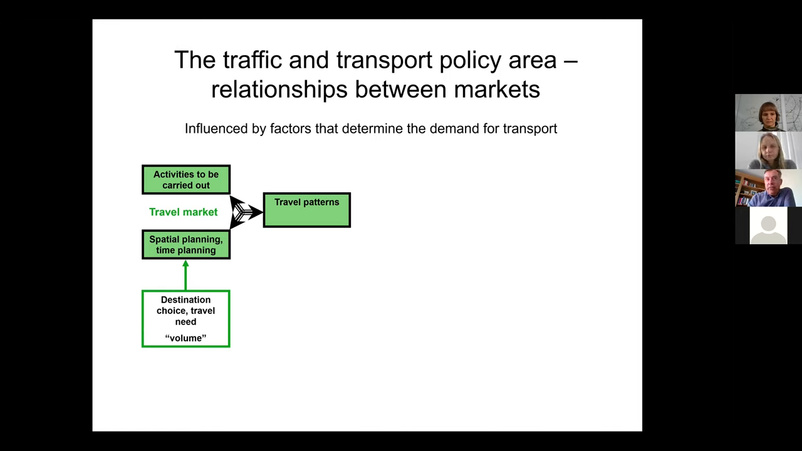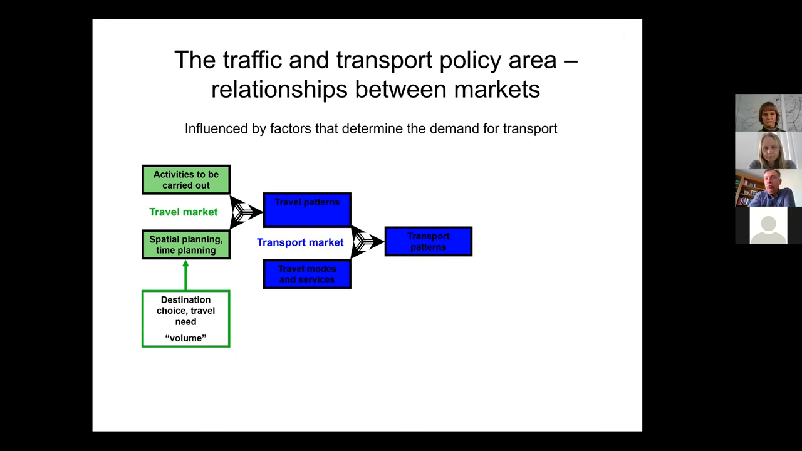And if we go from the travel market, we go to the transport market. And the transport market is supply and demand. The demand are the travel patterns of everybody, and the supply are the travel modes and the services. So what is on offer? And that will obviously lead to transport patterns. If we take a closer look in this particular respect, then we see we're dealing with the modal split. What type of modes will you use? Also in terms of the travel efficiency and the level of technology that will help us to link supply and demand.